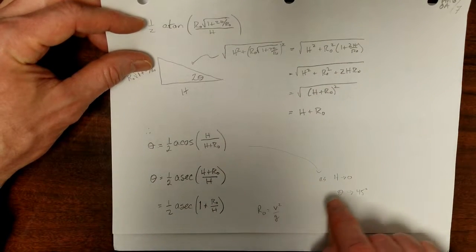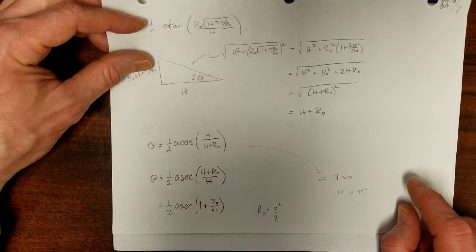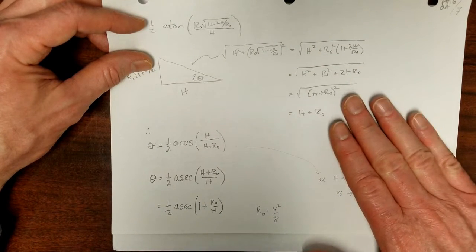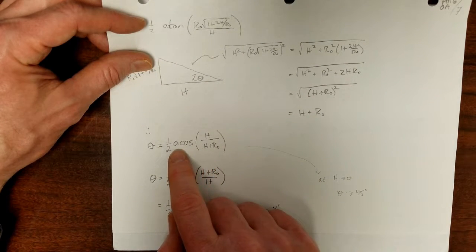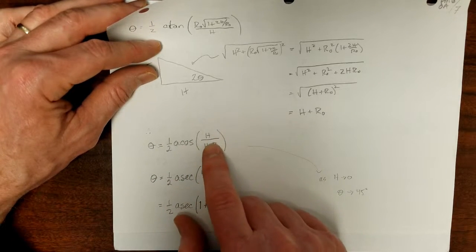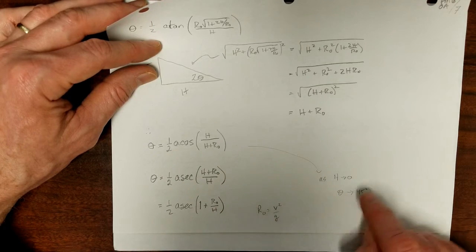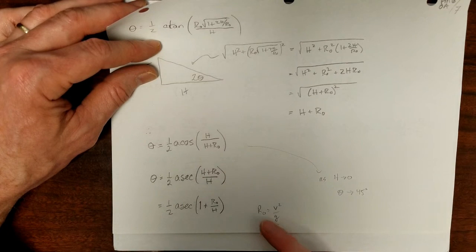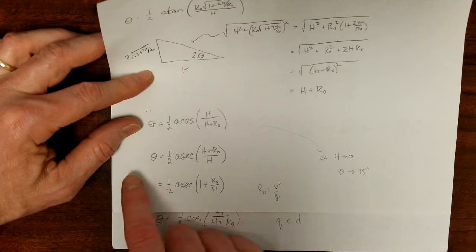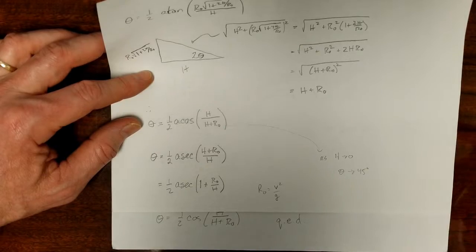Now, notice that as h goes to 0, so it returns back to the height at which it was launched, then we get 1/2 a cosine of something that approaches 0. Arccosine of 0 is 90 degrees. 1/2 of that is 45 degrees. So as h goes to 0, my angle gets closer and closer to 45 degrees. And again, reminder, r sub naught is just the speed squared divided by g. So we now have formulas for the angle to get the maximum distance.